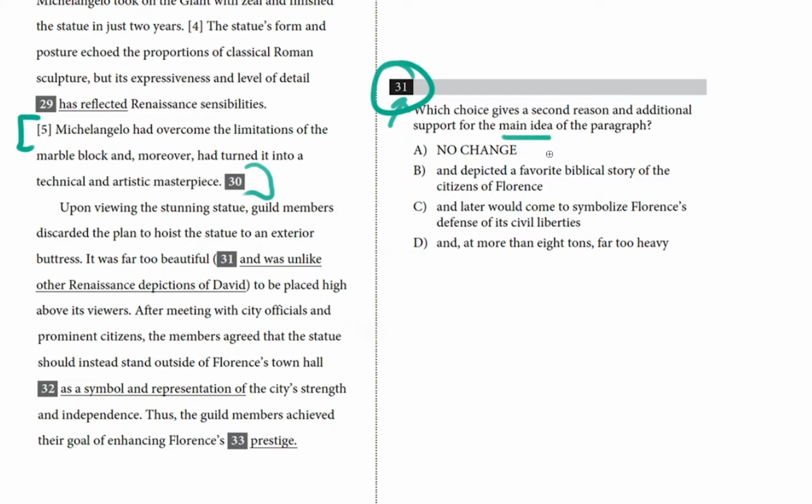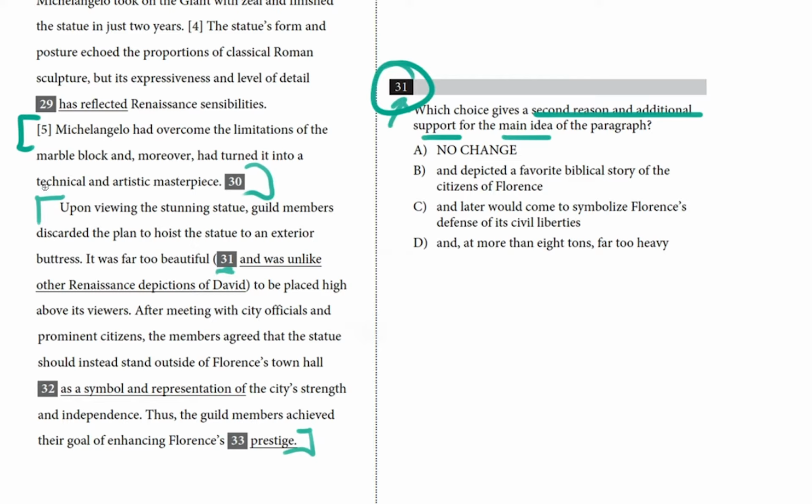Okay, so we haven't even read the paragraph yet. It's going to be in here, because that's where question 31 is. So we'll read this paragraph, we'll figure out the main idea. There's one reason already present, so we need to come up with a second reason and additional support. So let's take a look at the paragraph.